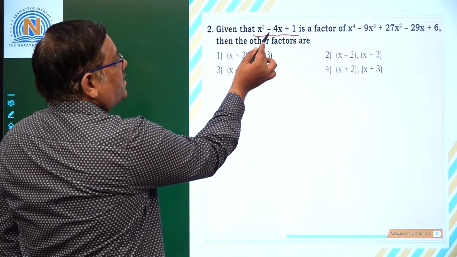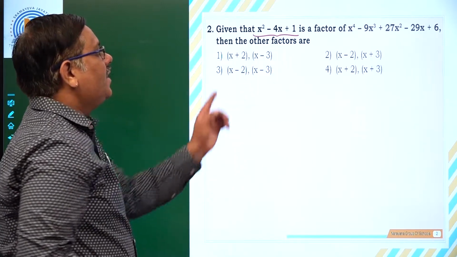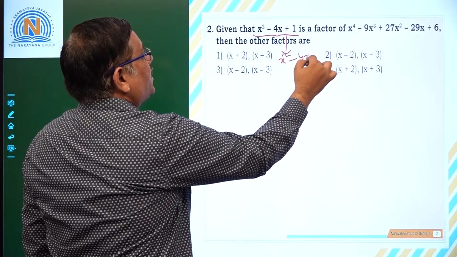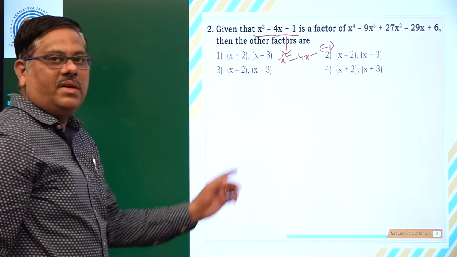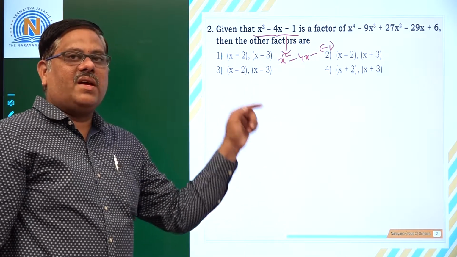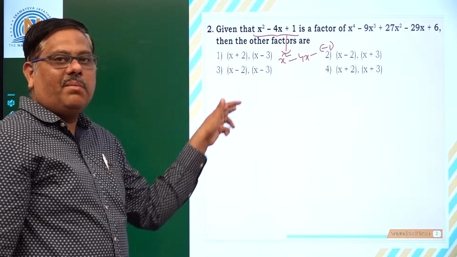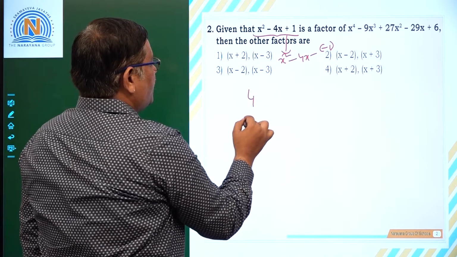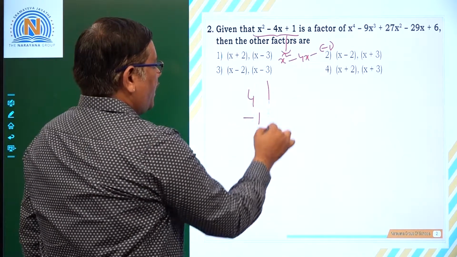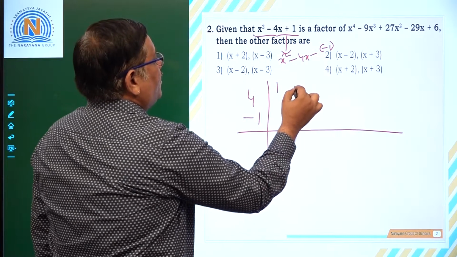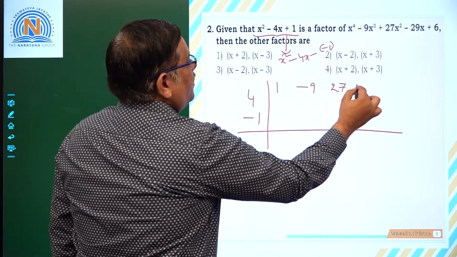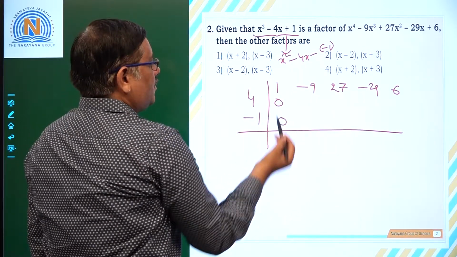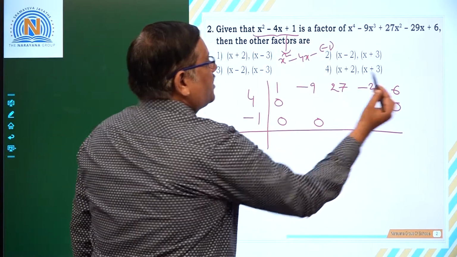So here it is in the form of x^2 minus ax minus b. We have to take it as minus of minus 1. How to write it? You have to write it as x^2 minus 4x minus of minus 1 to have it in standard form. It must be in the form of x^2 minus ax minus b. Then you can take a and b and continue the harmless division process. Now what do we have to take? This is 4 and this is minus 1. This is important. Then you have to take the coefficients. They are 1, minus 9, 27, minus 29 and then 6. Now let us take 2 zeros here and one more 0 here. Let us fix it.